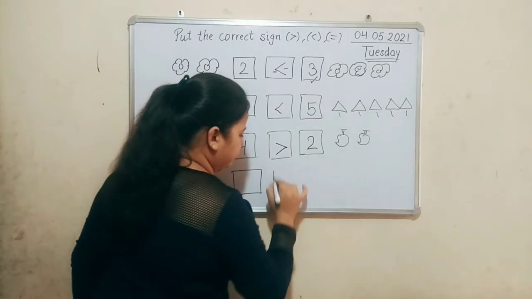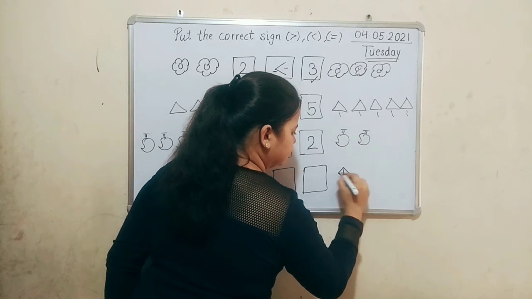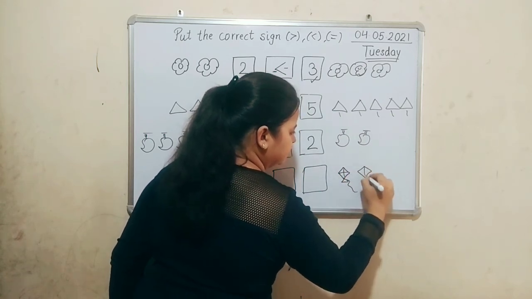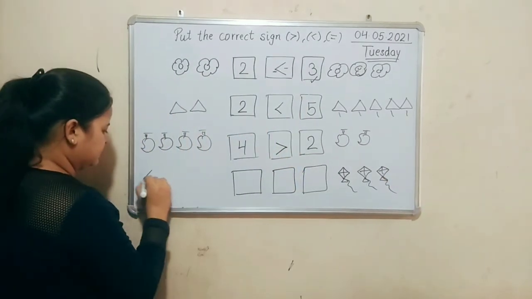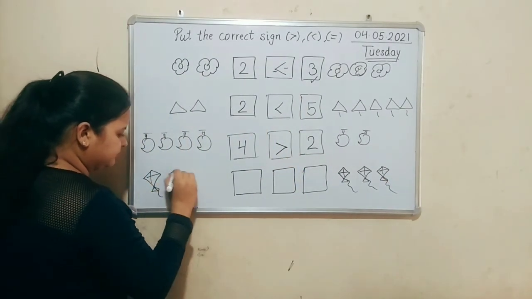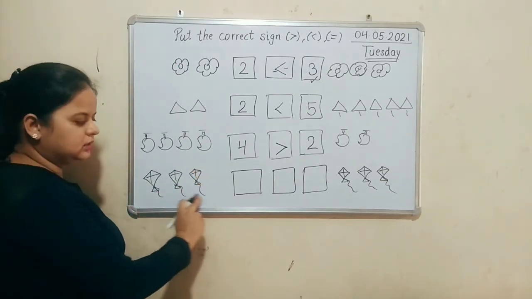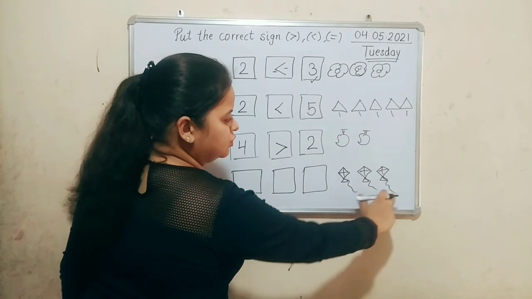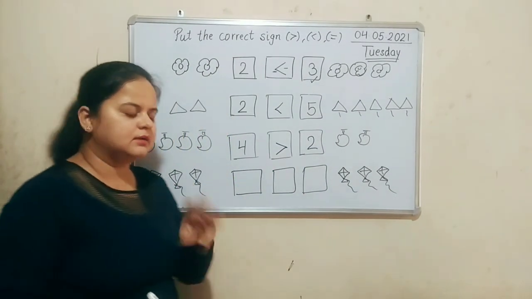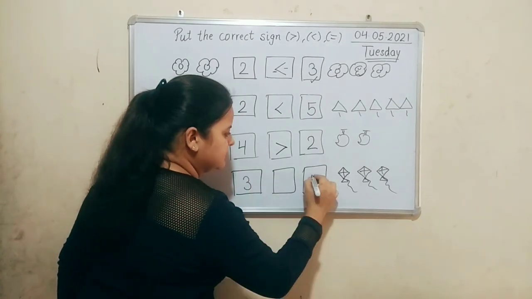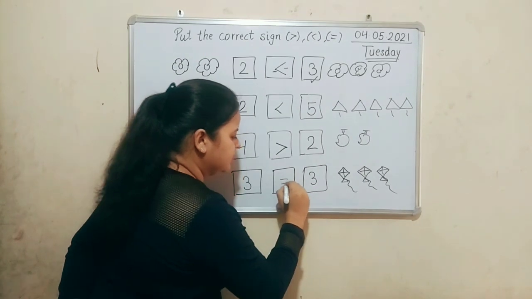Okay, one more example. Here are kites. Okay, count them. 1, 2, 3, and here are 1, 2, 3. Both sides have the same number, means 3 and 3. Both numbers are the same, means we have to put the sign of equal.